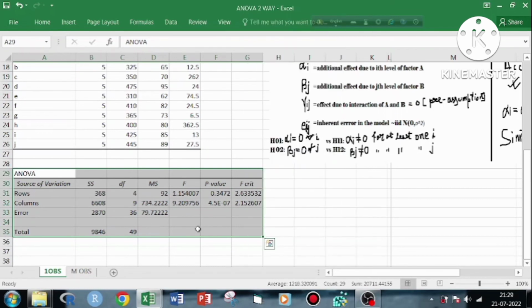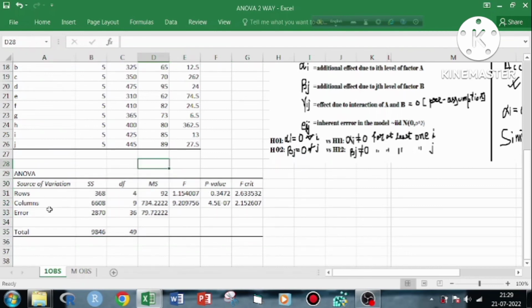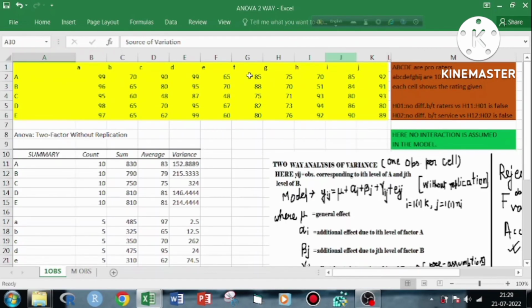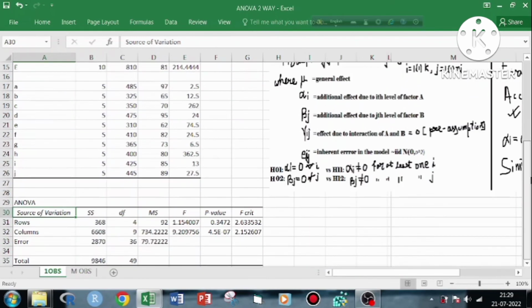Now we consider the source of variation. The rows are the professional raters, A, B, C, D, E in caps, and the columns are the different service stations here. I've explained what SS, DF, MS are. Now how do we get this? In total we have 50 observations, so 50 minus 1, 49. We have 5 rows, 5 raters, that's 5 minus 1, 4. 10 columns, 10 service stations, 10 minus 1, 9. So 9 plus 4 is 13. 49 minus 13 gives 36, that's the DF for the error.